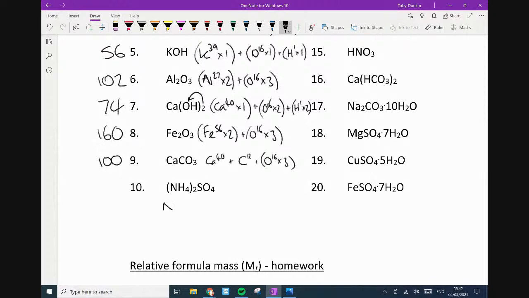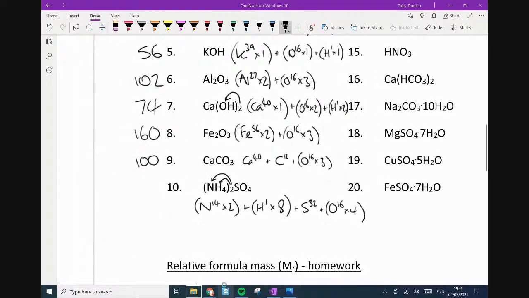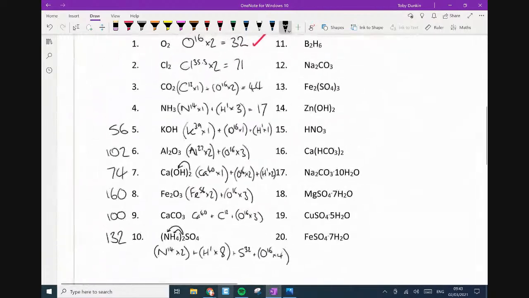Ugh. So this one is ammonium sulfate: nitrogen is 14 times 2, plus hydrogen, which is 1 times 8. That's the trick. Plus sulfur at 32 plus oxygen at 16 times 4. Total: 14 plus 14 plus 8 plus 32 plus 16 times 4 gives me 132. Tick it if you got it. I like it. Next. So that's out of 10.